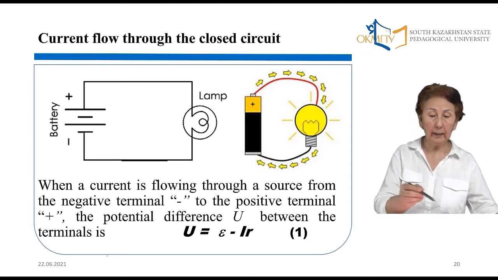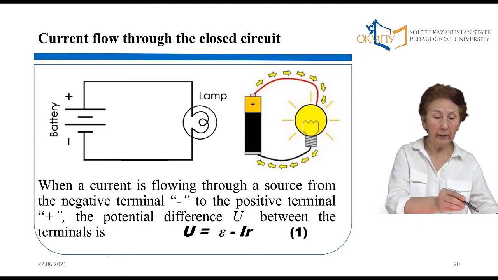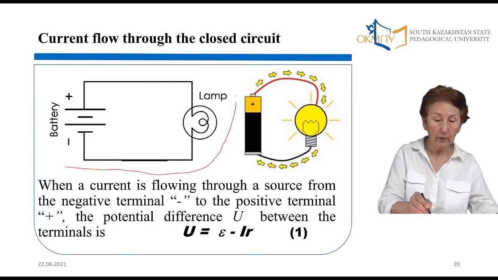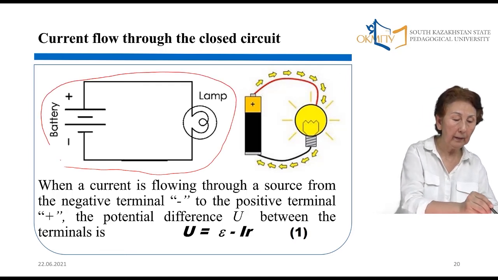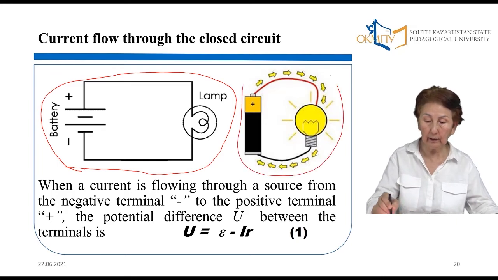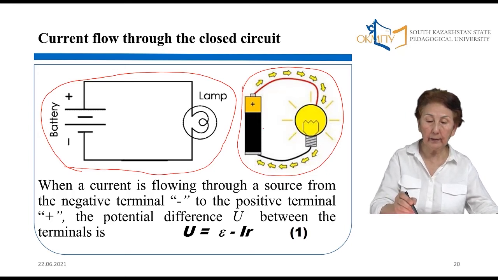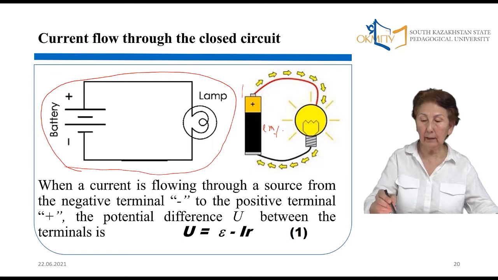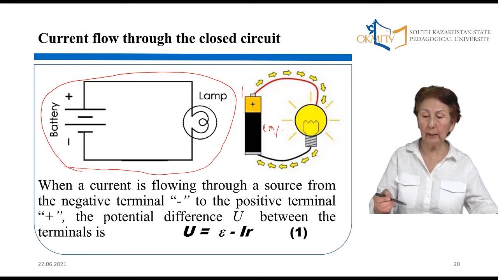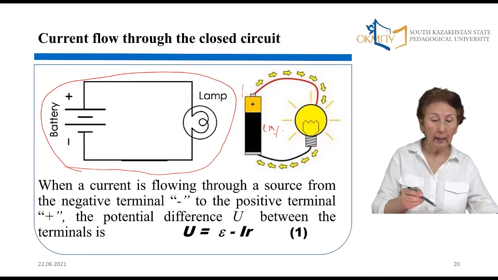So here we have the figure which explains the current in the complete circuit. That is a scheme of a complete circuit. That is the real complete circuit. Very simple. So we have the source of electromotive force and the resistor or lamp through which the current flows.